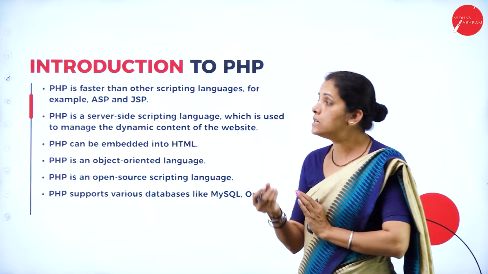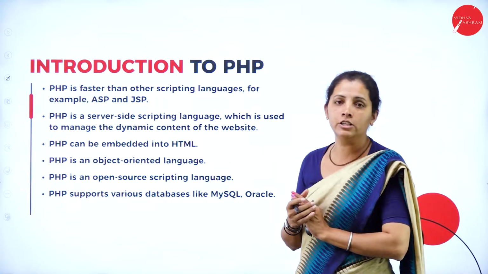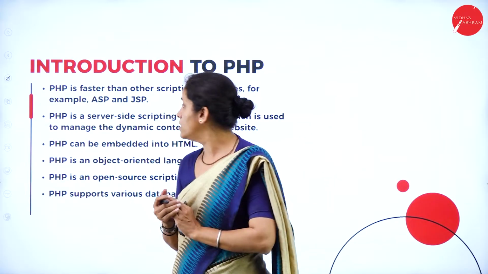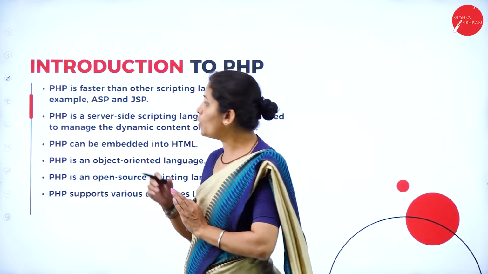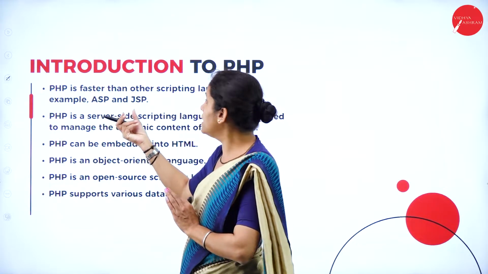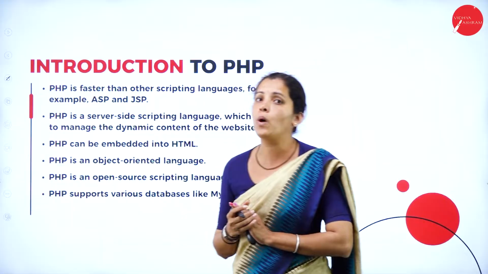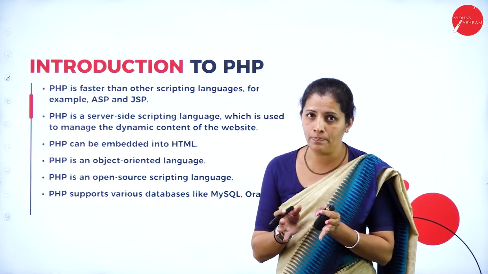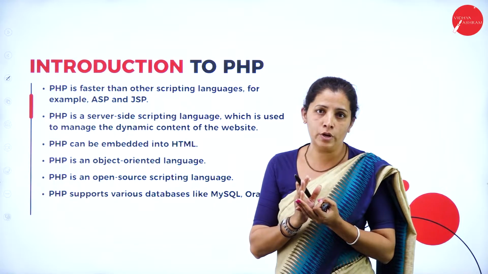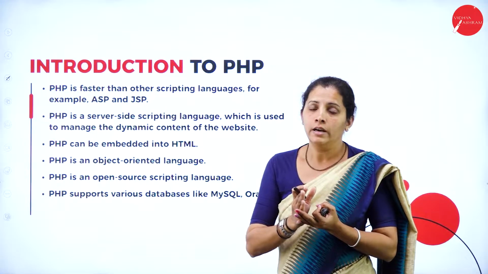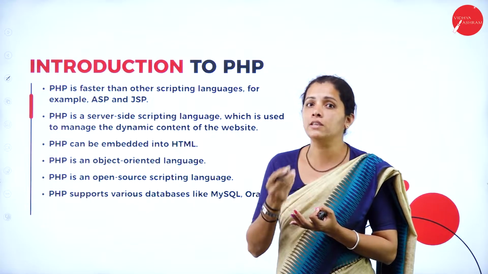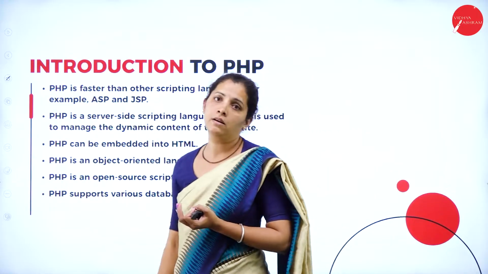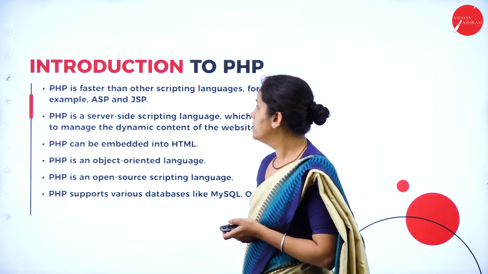PHP is faster than ASP and JSP. So what is ASP? Active Server Pages. And JSP is JavaServer Pages. PHP is faster than ASP and JSP. Why? Because PHP uses its own memory. So it reduces the overload of the server. For that reason, PHP is faster.